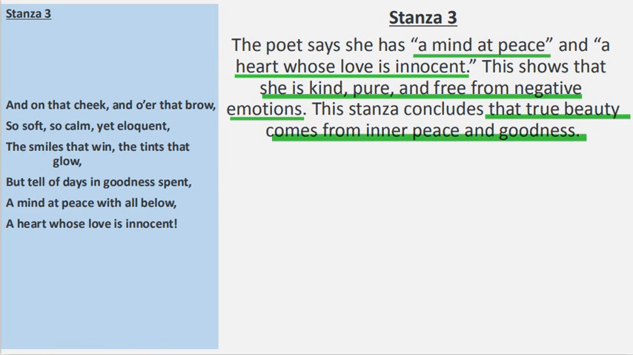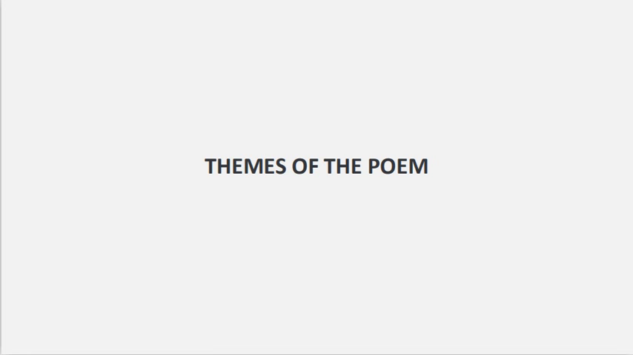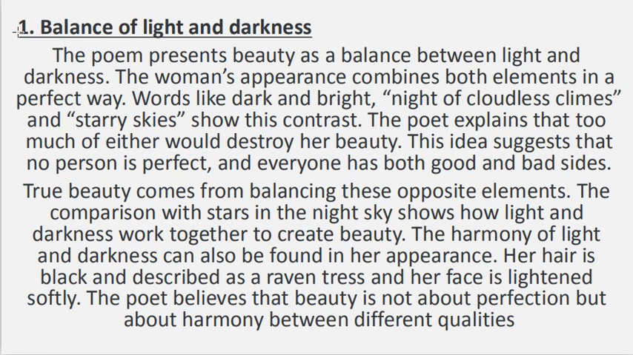That is the stanza-by-stanza analysis of the poem. Let's proceed to discuss some of the themes that can be found in the poem. The first one is the balance of light and darkness. The poem presents beauty as a balance between light and darkness. The woman's appearance combines both elements in a perfect way. Words like dark and bright, night of cloudless climes, and starry skies show this contrast.